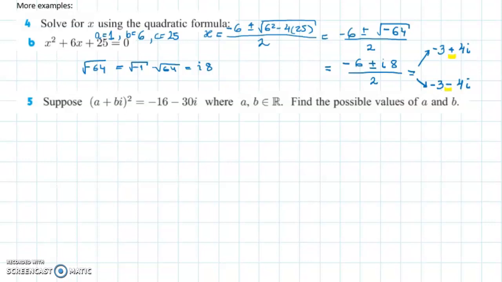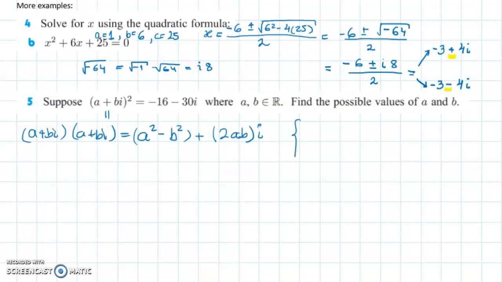So let's do that. Let's expand what (a plus bi) squared is. So we have a squared. And we are also going to have minus b squared in the real part. That's multiplying bi times bi. And then for the imaginary part, we are going to have 2 times ab. Those are the cross terms, multiplied by i. So that's (a plus bi) squared. And that's what I want to have equal to negative 16 minus 30i.